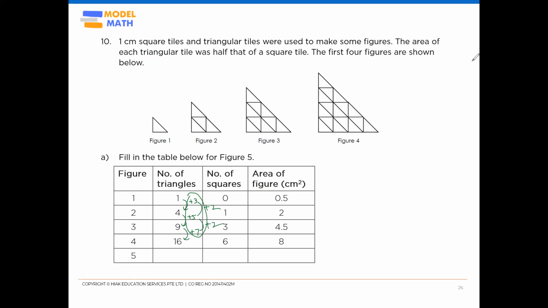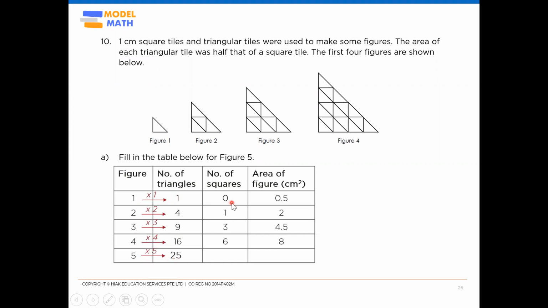If you are familiar with your patterns, you should notice that 1, 4, 9, 16 are actually square numbers. So what are square numbers? Square numbers are simply numbers made up of a product of two numbers that are the same. Meaning 1 times 1 is 1, 2 times 2 is 4, 3 times 3 is 9, 4 times 4 is 16. So that's the pattern that you see here. Basically, it's the figure number times itself to get the number of triangles. So 2 times 2, figure 3 times 3, figure 4 times 4. Of course, the last one will be figure 5 times itself, 5 times 5, which is 25.